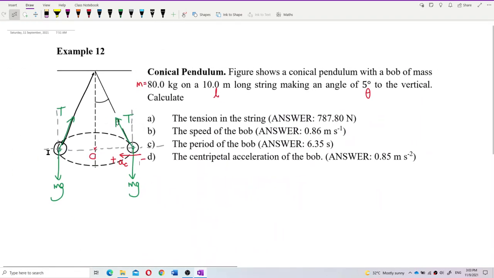If the ball is at the left hand side, then the centripetal acceleration will be in the opposite direction, but also towards the center of circle. The centripetal acceleration is always towards the center of circle. Over here it is to the right, here it is to the left. And also here we put positive sign following the acceleration, opposite sign if opposite the acceleration.